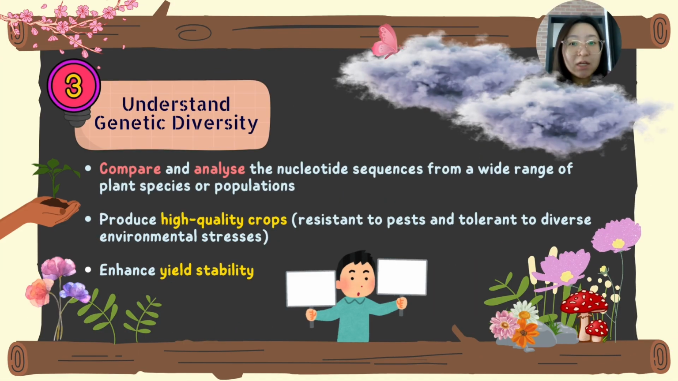Furthermore, due to its ability to identify DNA nucleotide sequences, the Sanger sequencing method also contributes to the understanding of genetic diversity, making it possible for researchers to compare and analyze the nucleotide sequences from a wide range of plant species or populations. This information could then subsequently aid in the production of high quality crops that are resistant to pests and tolerant to diverse environmental stresses, thus enhancing yield stability.